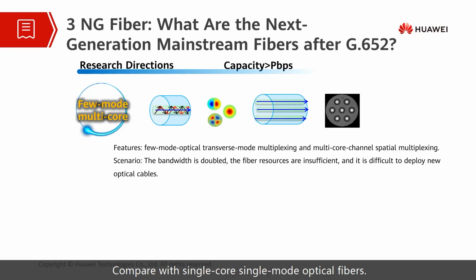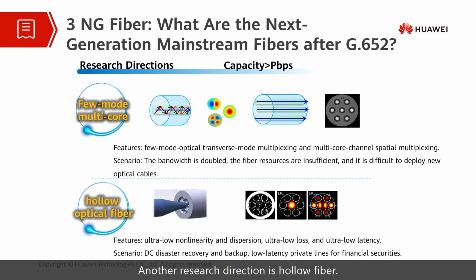Compared with single-core, single-mode optical fibers, the multi-core optical fibers can increase the transmission capacity without increasing the installation space and cost of the optical cables. Currently, space division multiplexing transmission experiments have achieved a total transmission capacity of up to 10.16 Pbit/s in a small mode multi-core fiber.